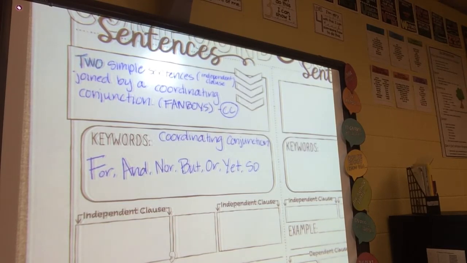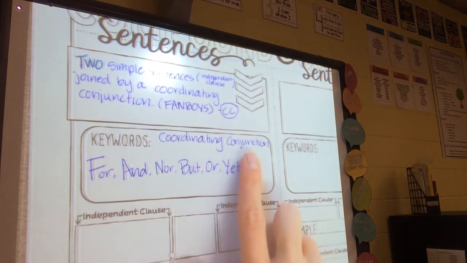I can't see all the keywords. The FANBOYS: for, and, nor, but, or, yet, so. That's what it is. I wrote coordinating conjunction.